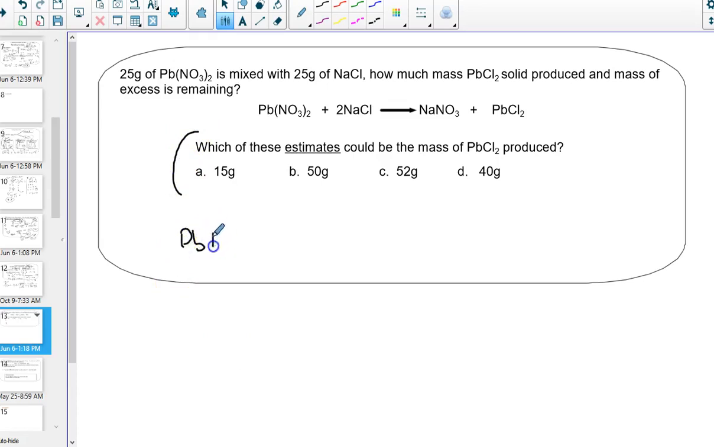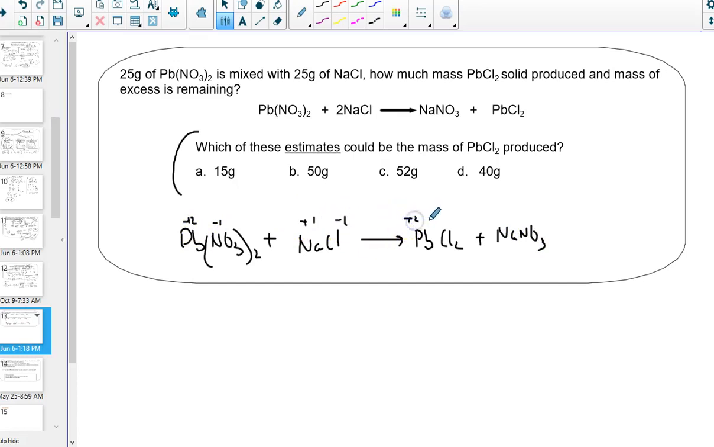Pb(NO3)2, and there should be a 2 here, plus NaCl goes to PbCl2 plus NaNO3. I just did the plus 2, minus 1, plus 1, minus 1, plus 2, minus 1, and plus 1, minus 1. So these are our potential products, and this forms a solid here. Okay, so I have equal masses. This guy has a pretty hefty weight.